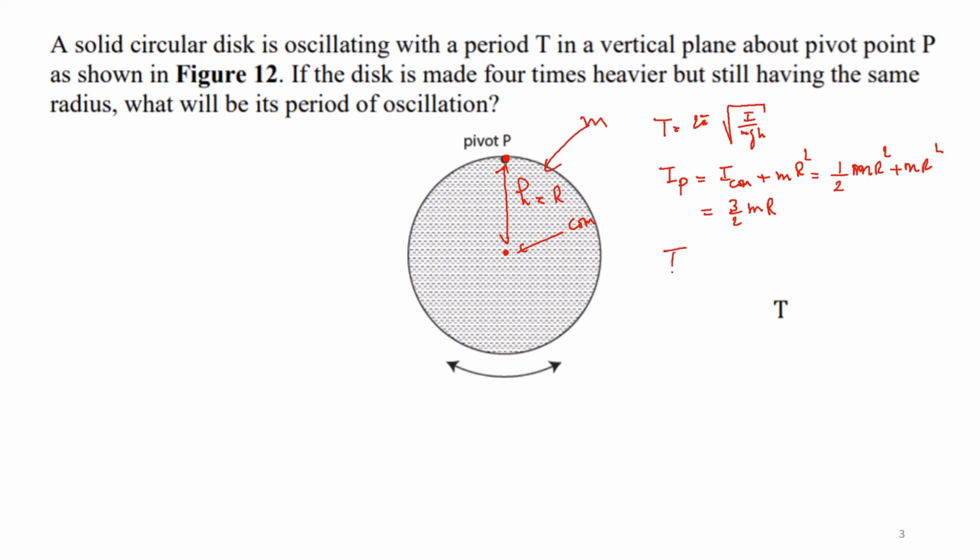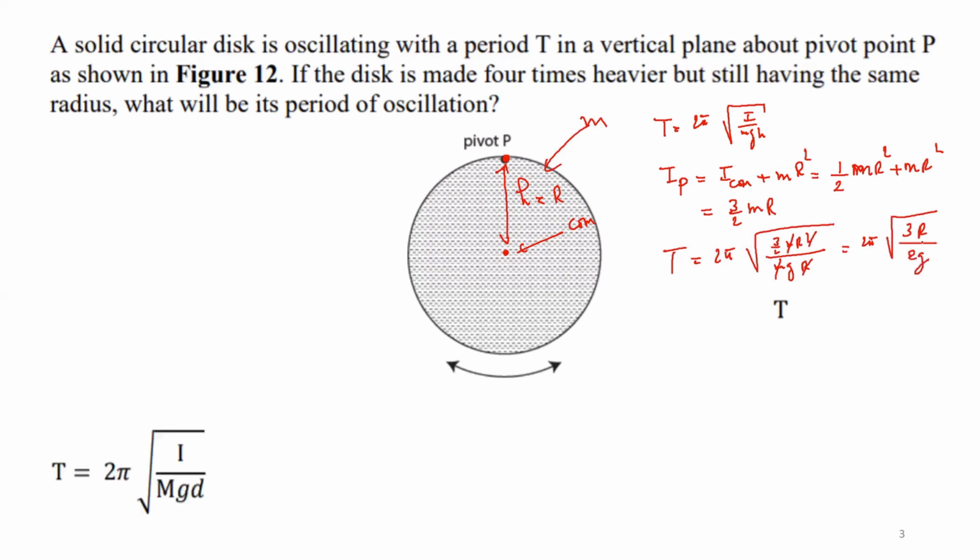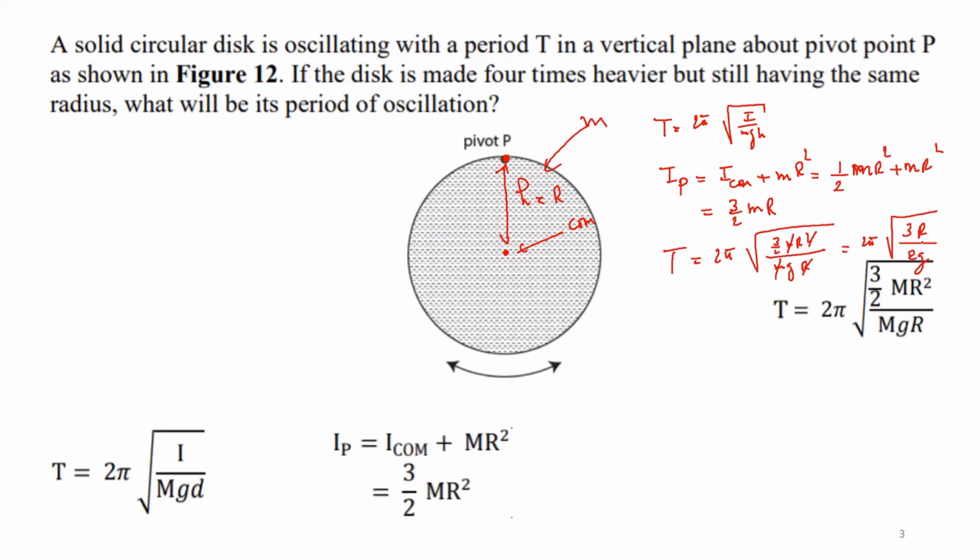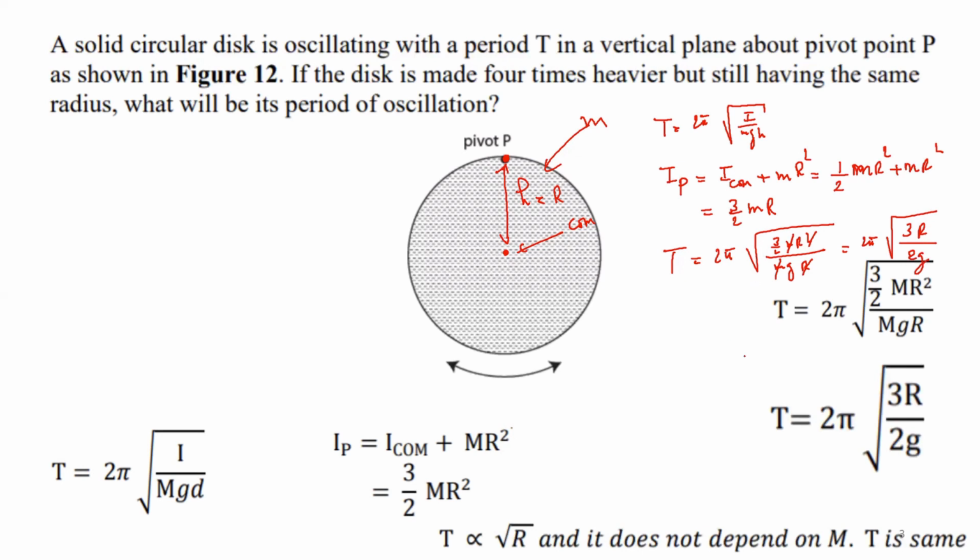So the period will be what? 2 pi square root of I, which is 3/2 of mr square, divided by mgr, because h is equal to r. Of course, it's independent of mass, and you simplify by your r, and you get what you need here. So basically it will be 2 pi square root of 3r divided by 2g. Okay. So this is the period.